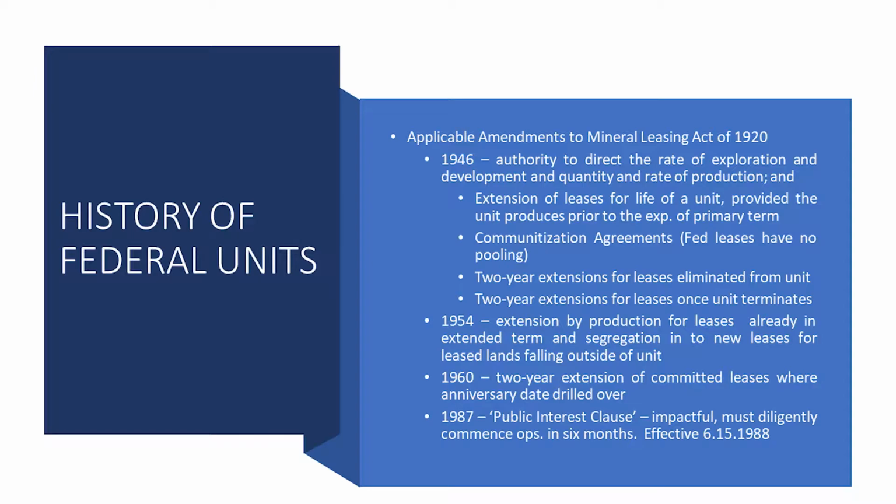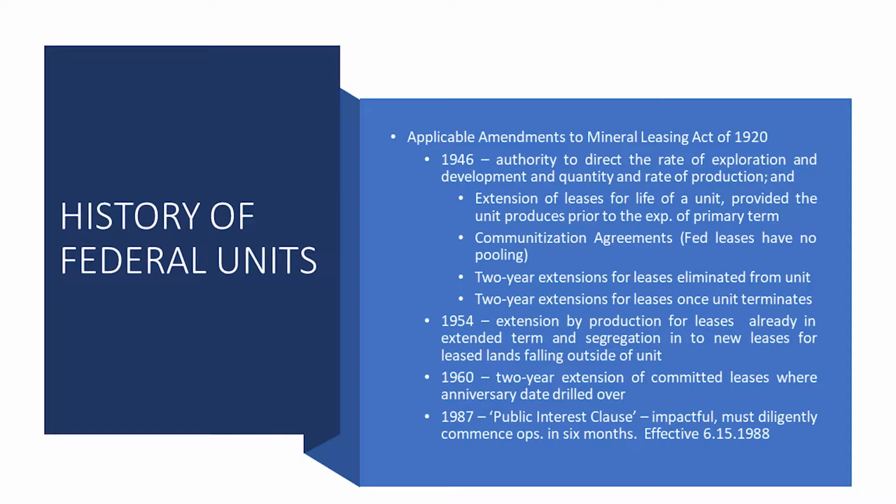So in 1946, the BLM were granted the authority to direct the rate of exploration and development and the quantity and rate of production. So much like an Oklahoma Oil and Gas Corporation Commission, Texas Railroad Commission, and other similar bodies, the federal government has their own. And so this allowed for the extension of leases for the life of a unit, assuming you met unit obligations.